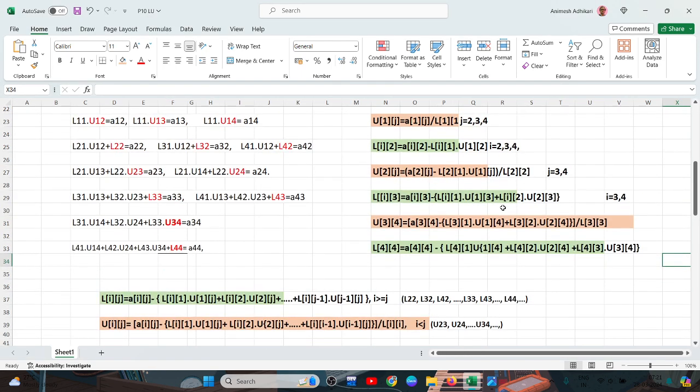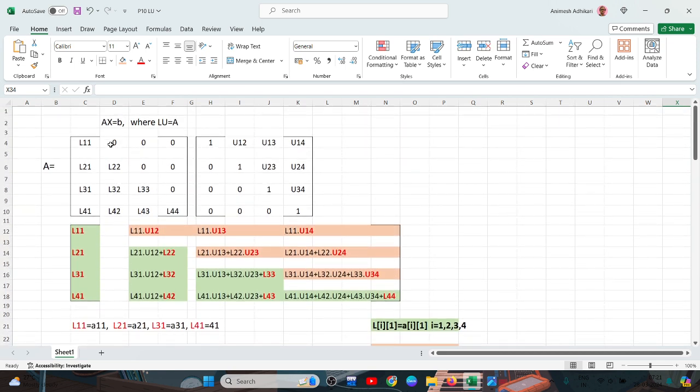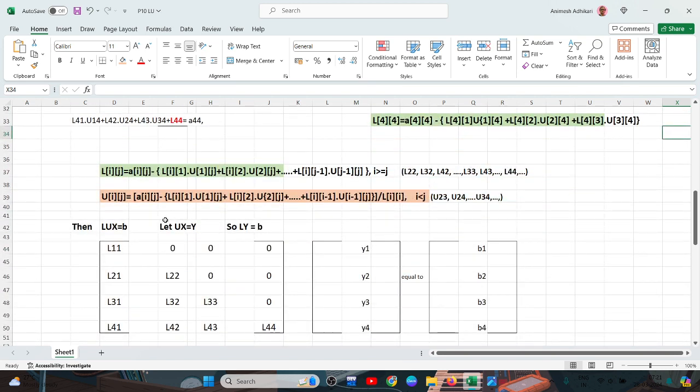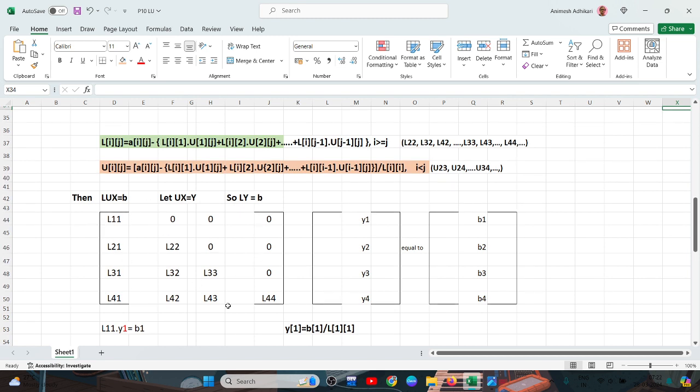So from these settings we get all elements of this lower triangular matrix and upper triangular matrix. All elements are known from this calculation. And next, LUx equal to b, because A equal to LU. Let Ux equal to y, so obviously Ly equal to b. L means this lower triangular matrix, y means y1, y2, y3, y4, and this equal to b1, b2, b3, b4.